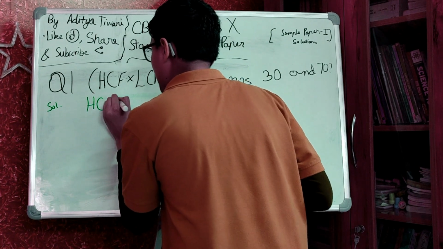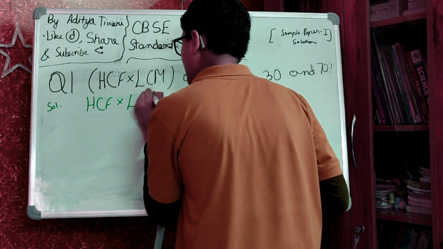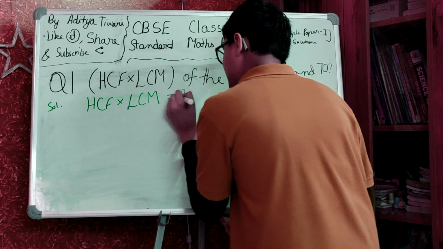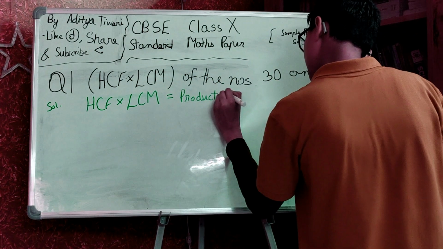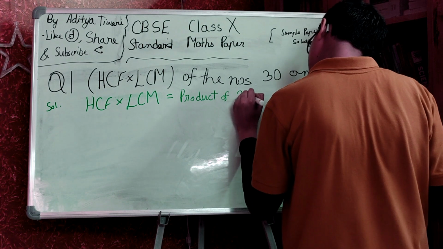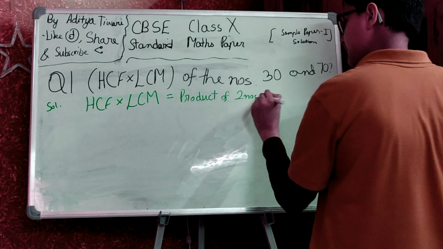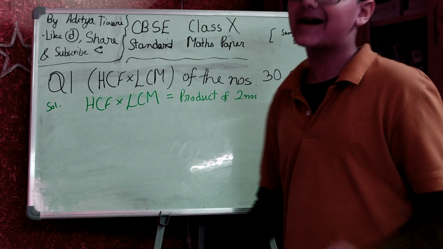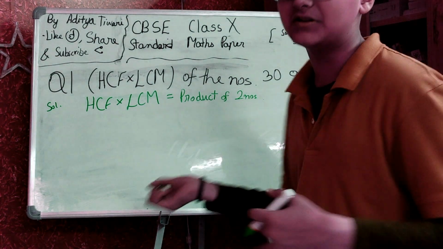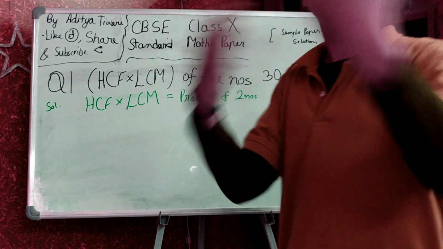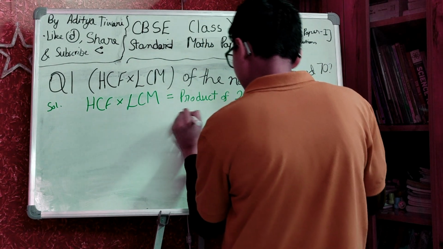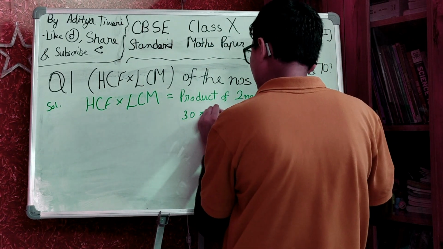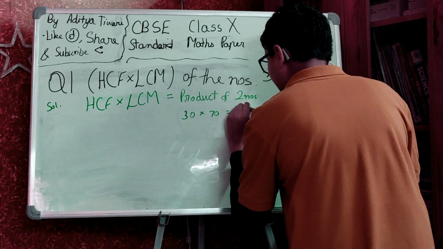HCF times LCM is equal to the product of 2 numbers. I think you all know this rule. It's been taught to us from class 6th to class 10th. So the numbers are 30 and 70. So 30 times 70 equals 2100.